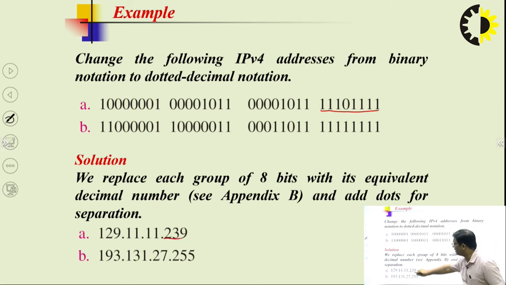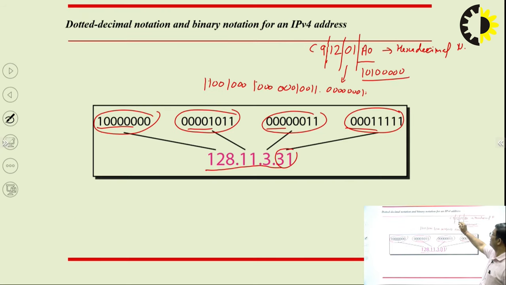So, 239 is the correct answer. Similarly, this 1111 becomes 255. So each separate block is separately converted into decimal notation. In a similar way, if a hexa code is given, make it two digits in a separate block, each block with two digits, and then convert it into binary or directly into decimal notation.